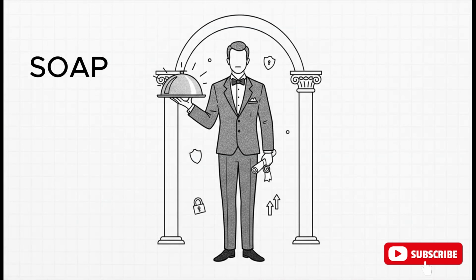Then you've got SOAP. If REST is the casual bistro waiter, SOAP is the waiter at a super formal 5-star restaurant. There's a very strict protocol, a dress code if you will. It follows a rigid set of rules using a format called XML, and it has security built right in. This is exactly why big enterprise systems and banks rely on SOAP for their most critical, sensitive transactions.